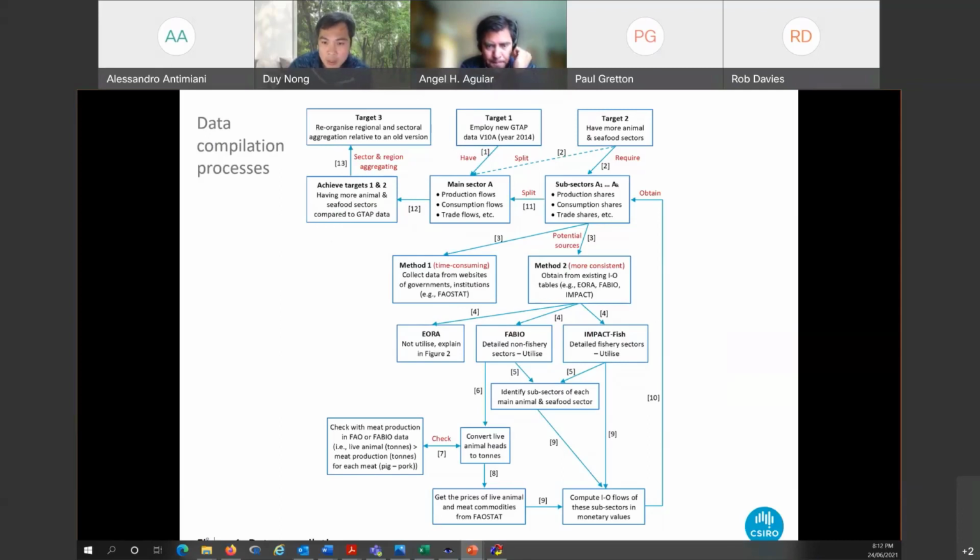For FarmBio and IMPACT, we use these databases to aggregate and get the production share and consumption share for the main commodities in the database. For example, for the FarmBio data, we also check the meat production in the FAO and FarmBio data, to ensure that the live animal measured in tons is greater than the meat production measured in tons. So when we obtain the production share and consumption share, we can split into the more detailed animal food sector.